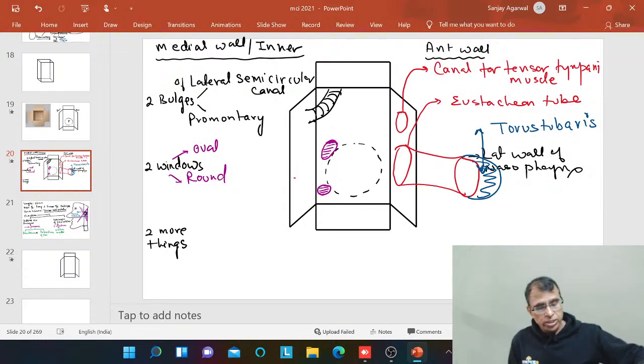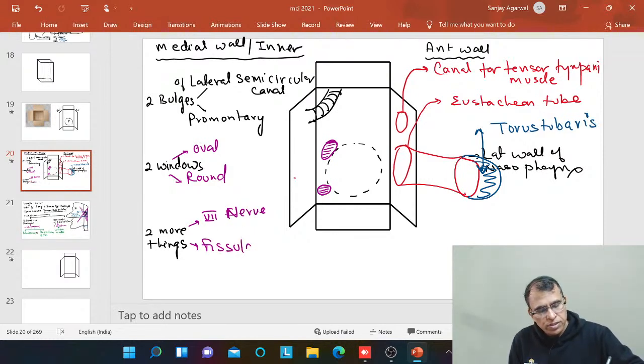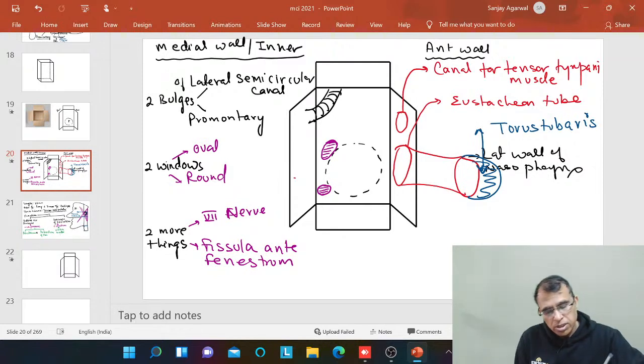And then two more things. What are two more things? There is the seventh nerve, which is called the facial nerve. Seventh nerve, facial nerve. I told you in ENT the seventh nerve is very important. And there is something called fistula antefenestrum. Two more things. So there is a small fistula.